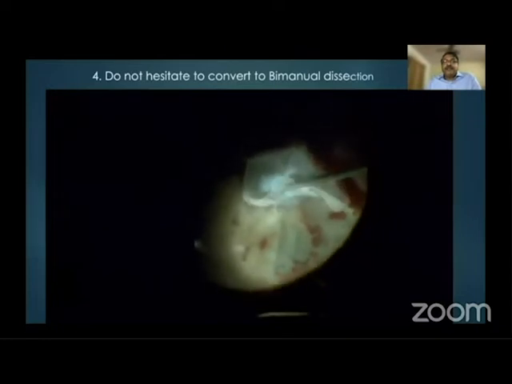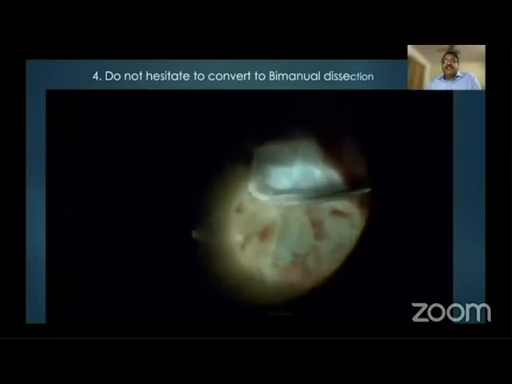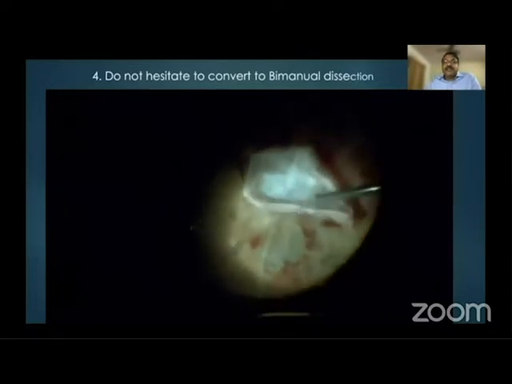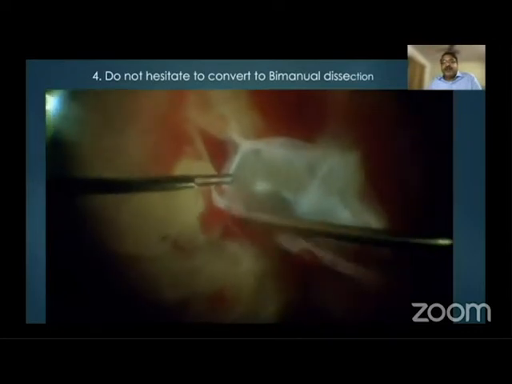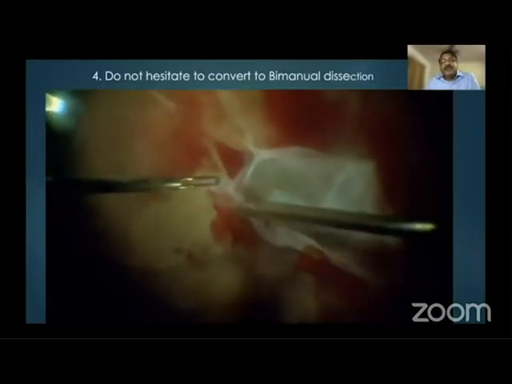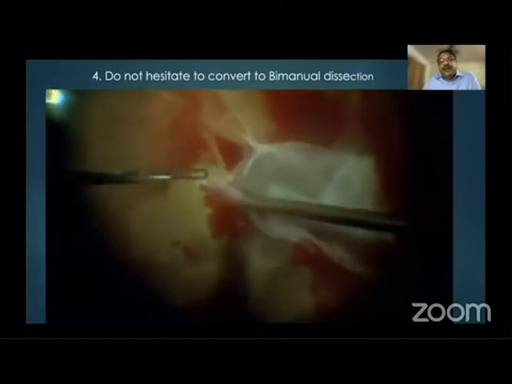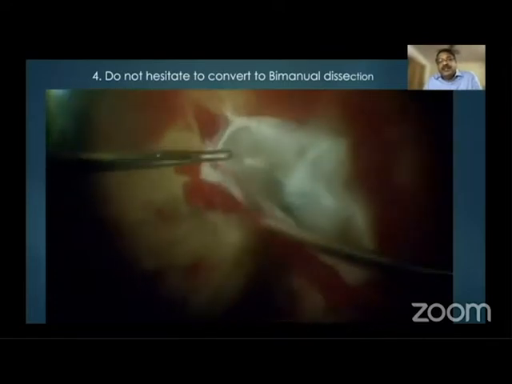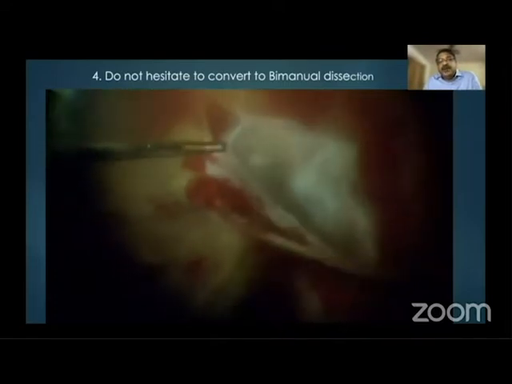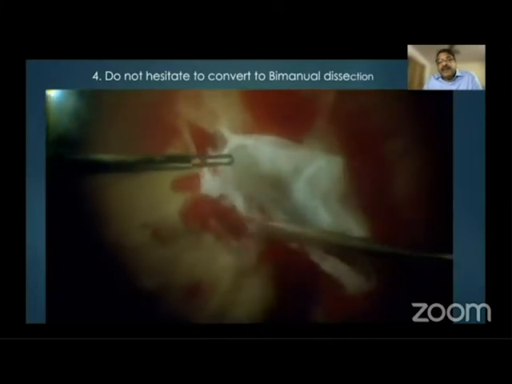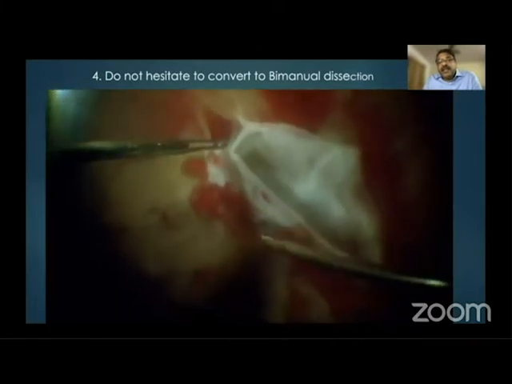The fourth point is, do not hesitate to convert to bimanual dissection. So if you have a broad-based addition, try to change over to a bimanual dissection. Here you can see that there is a broad-based addition, and it is along the arcade.